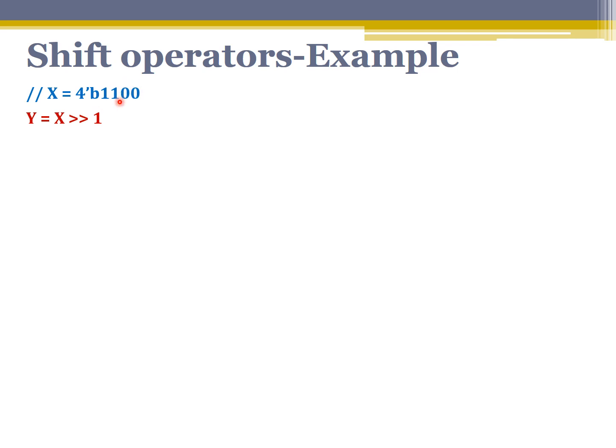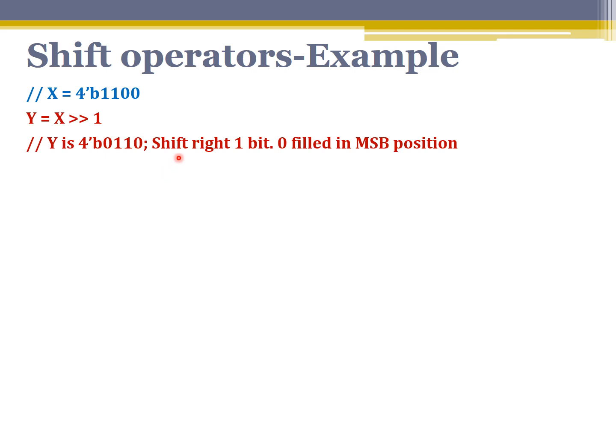So the final last 3 bits will be 1 1 0. The vacant position is filled with 0. So the answer will be 0 1 1 0. So we are just right shifting by one bit and we are filling 0 in the most significant bit position.